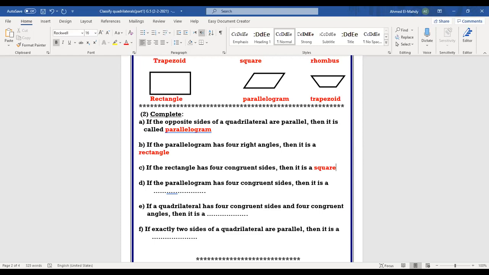Nourhan. Mister, can I answer? Rhombus. If the parallelogram has 4 congruent sides, exactly like the parallelogram but it has 4 equal sides, it will be a rhombus. Very good.